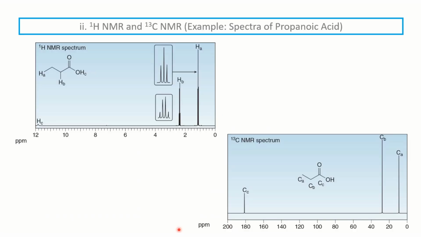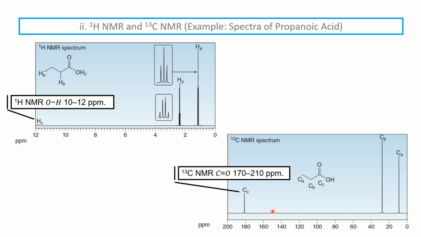In this spectrum of propanoic acid, what stands out is, of course, the de-shielded proton at 10 to 12 ppm. Remind yourself that this is the area of aromaticity, and if you had an aldehydic species, then of course it would be in this area. So this is very deep, very de-shielded. In the carbon, of course, we can see the carbonyl.